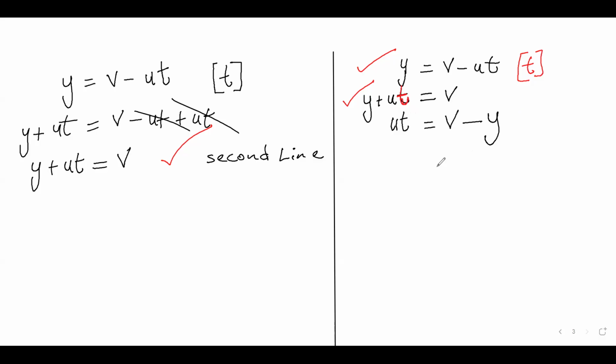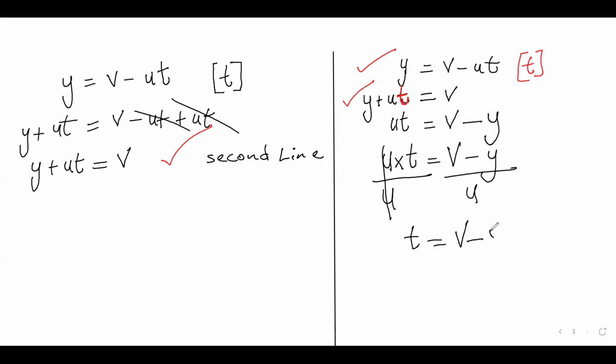What's the holding on? Split the U and the T. Now, this is U multiplied by T. How do we split them? So just divide by U. Yes, that's what I was saying all evening, sir. So they cancel, so T is equal to V minus Y over U.